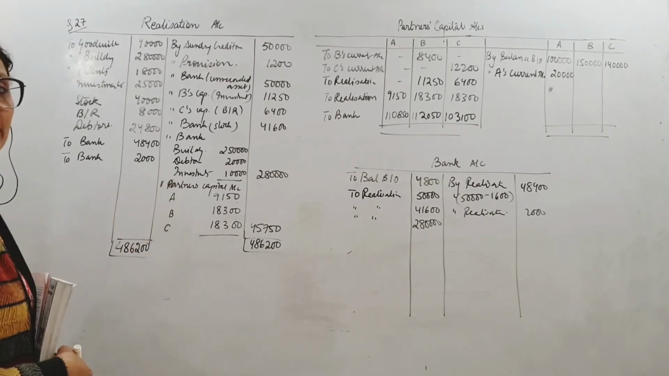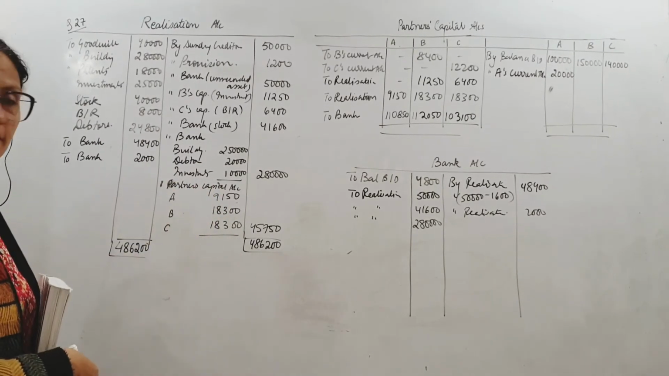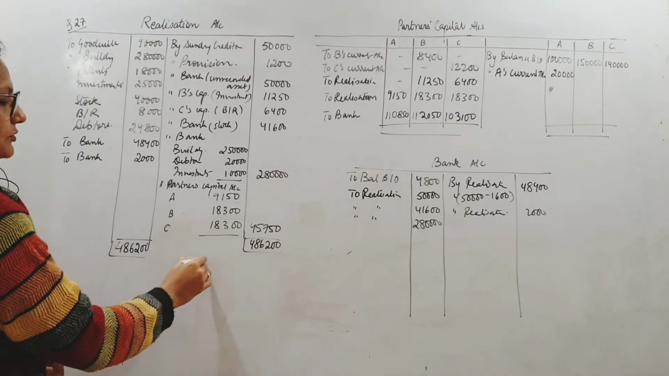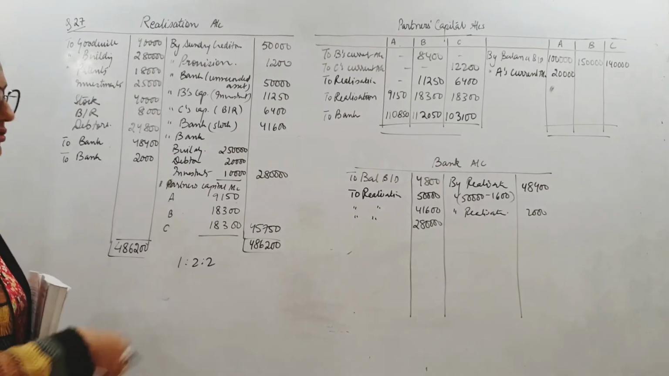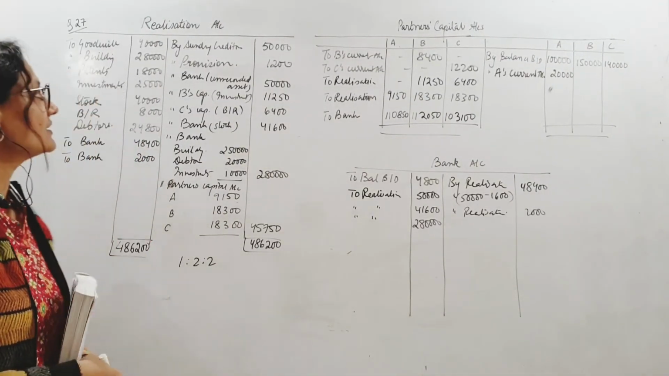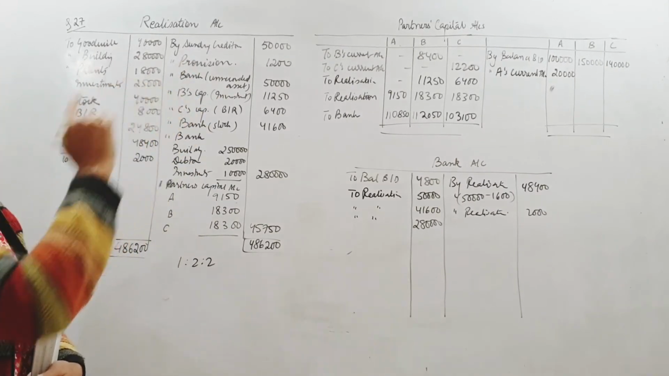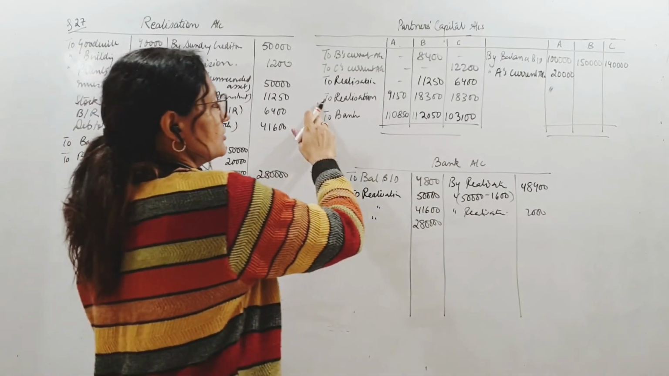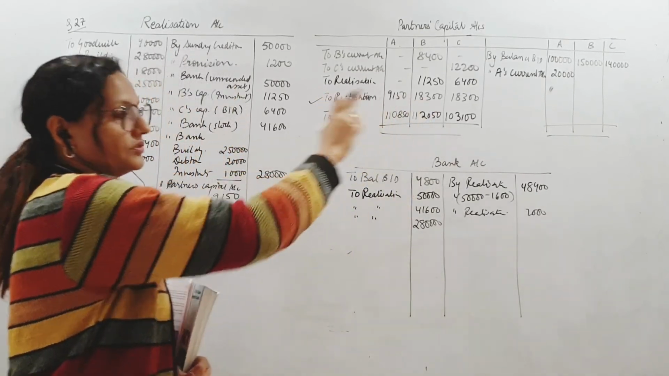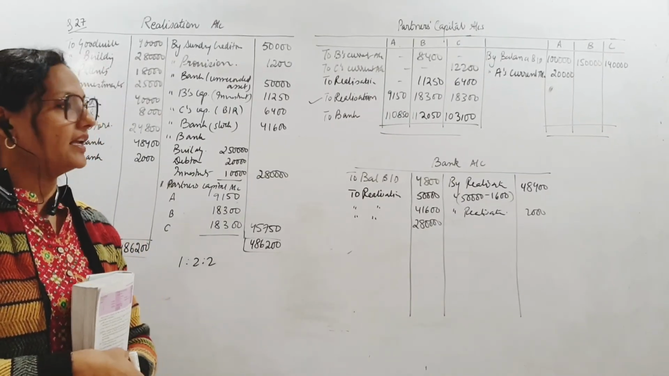The loss is to be debited to partner's capital. So written here by partner's capital account. A, B and C, what is the ratio? 1:2:2. That's the profit sharing ratio in which I have divided the loss. Alright. So realization account is closed. This loss will be debited to partner's capital also. So written here to realization 9,150, 18,300 and 18,300. Loss is transferred. Everything else done.